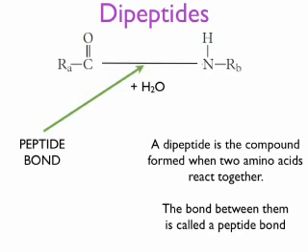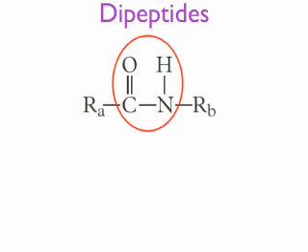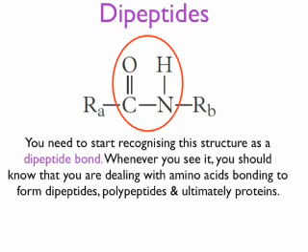Let's go and have a look now. This bond here is where the money is. C doubly bonded to an O, N singly bonded to an H, and if Ra and Rb fulfill the requirements of amino acids, so you'd have another centralized carbon with a hydrogen, and then on the left-hand side you'd have an amine group, and on the right-hand side you'd have a carboxylic acid group, you would have a dipeptide. You must be able to recognise the peptide bond. Whenever you see it, you should know that you're dealing with amino acids bonding to form dipeptides, polypeptides, and ultimately proteins. So get that into your memory.